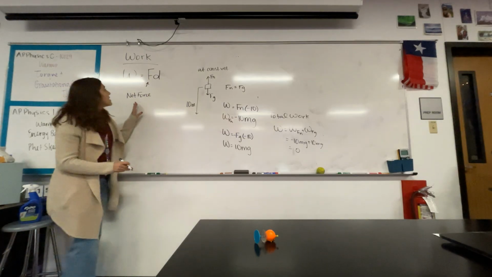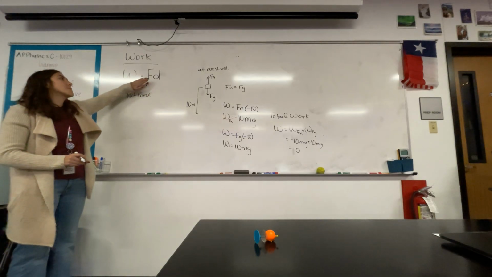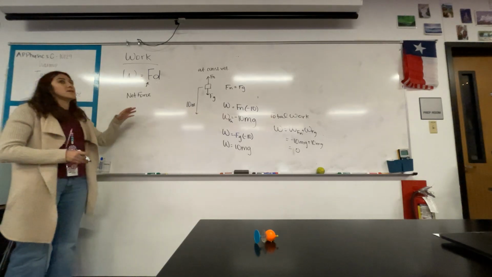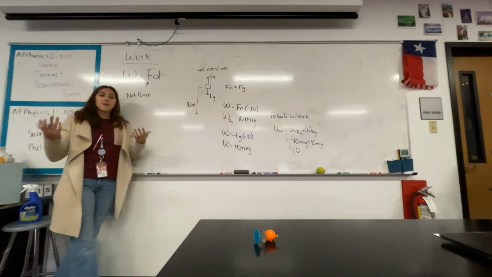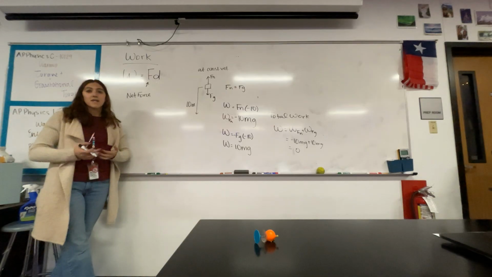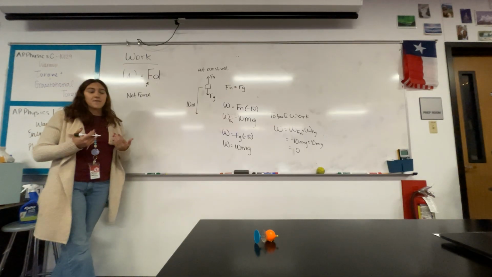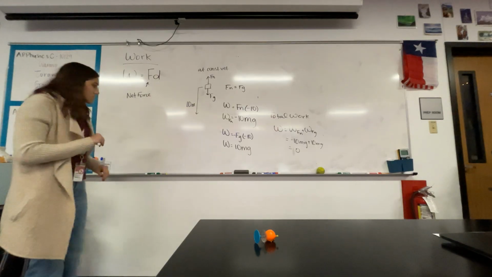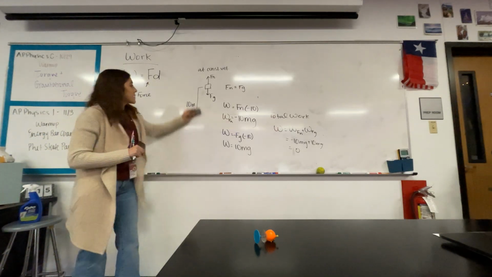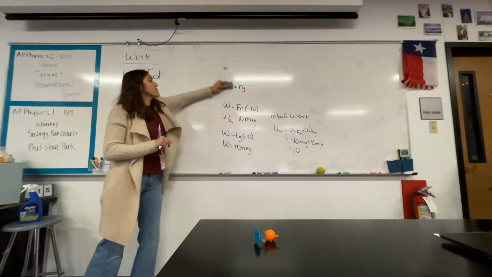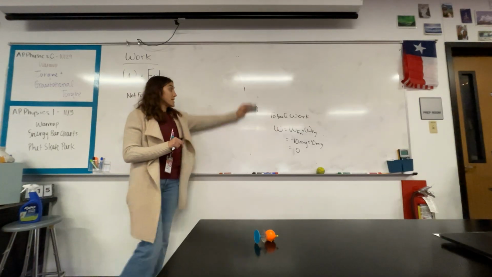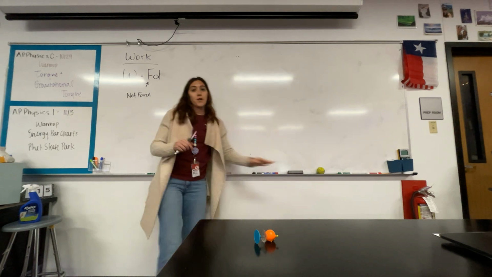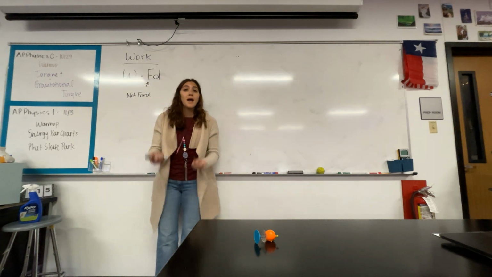So when I say a force needs to be applied over a distance, that force has to be unbalanced. There has to be a net force acting on the object, otherwise nothing happens. We're going to come back to this example in a little bit, but keep that in mind for now. The other thing we needed was a distance. So work is only done if that force is applied over a distance, not over a time, over a distance.